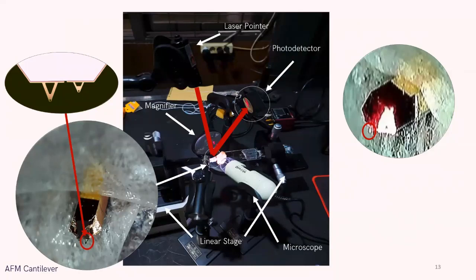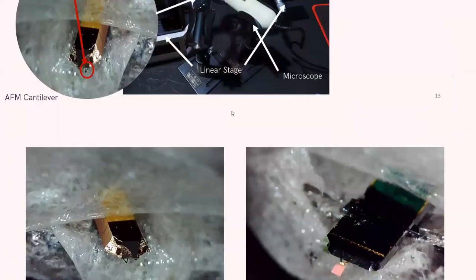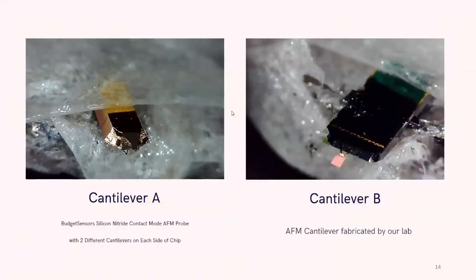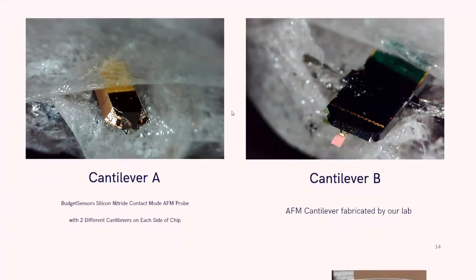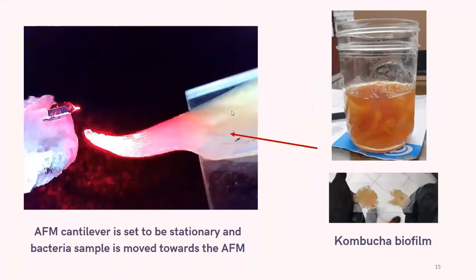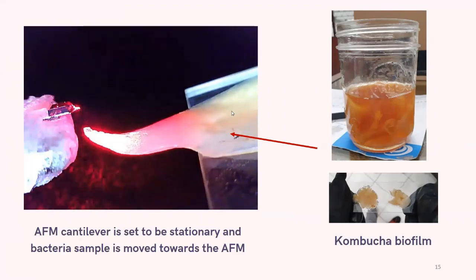Then the digital microscope here records the entire measurement process. In this experiment, we also included another cantilever for comparison. Cantilever A is manufactured by a company called Budget Sensors, and cantilever B is fabricated by our lab. The measurement of the biofilm can be seen in this video.